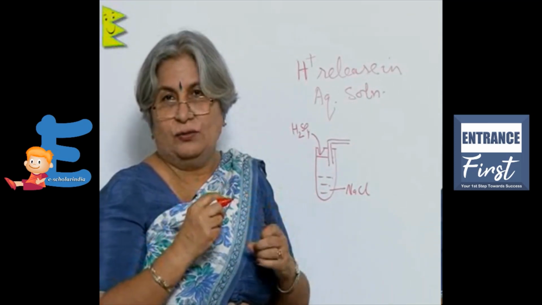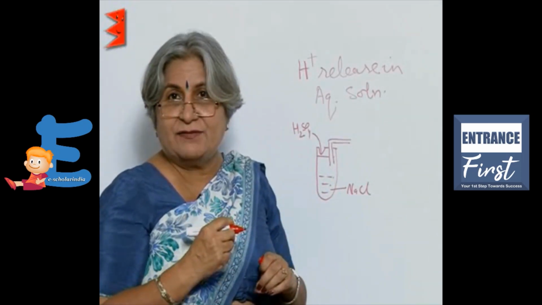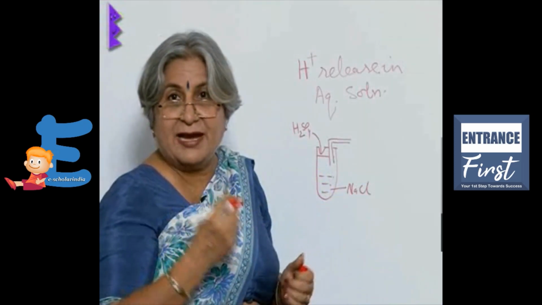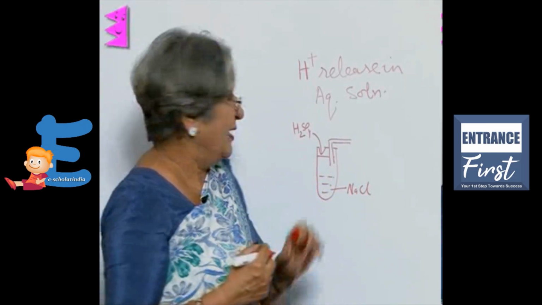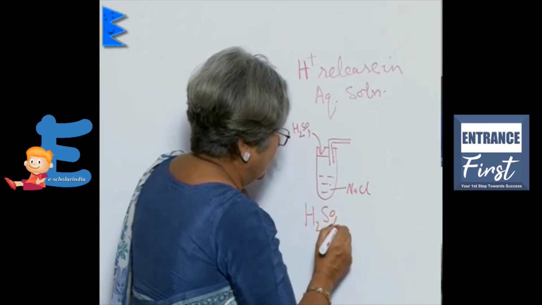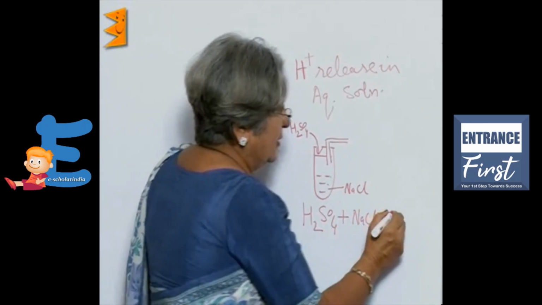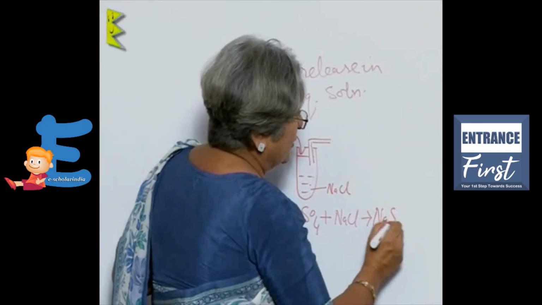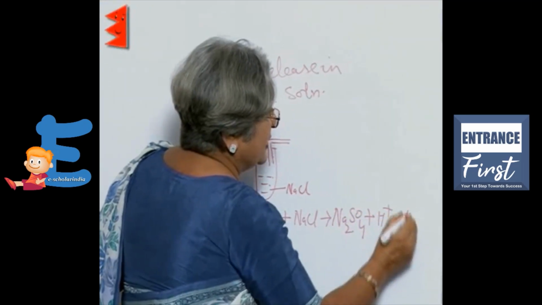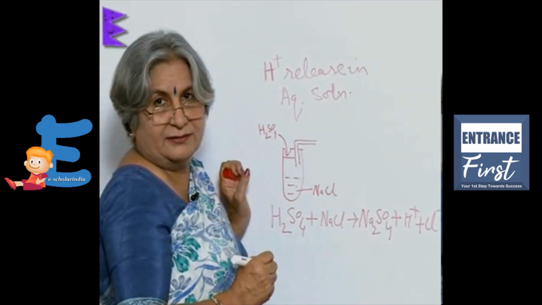Try taking 2, one dry and one wet. What happened in the case of dry litmus paper? The dry one had no change, but the wet one turned red. Actually what has happened is that sulfuric acid and NaCl produced Na2SO4 plus HCl, the hydrogen chloride.